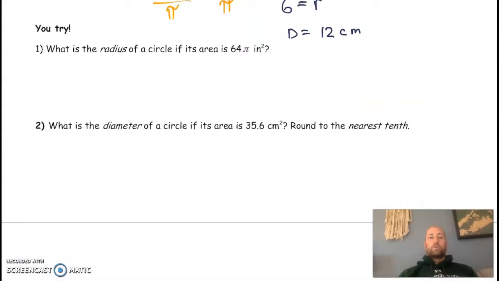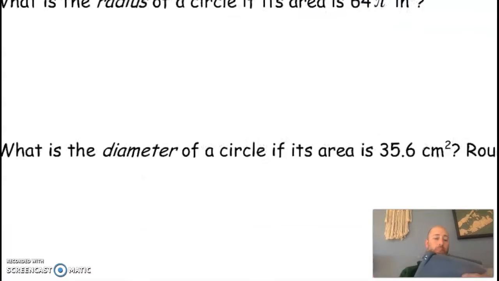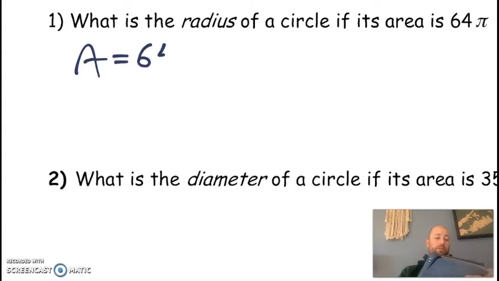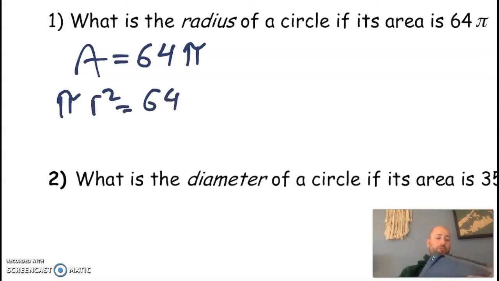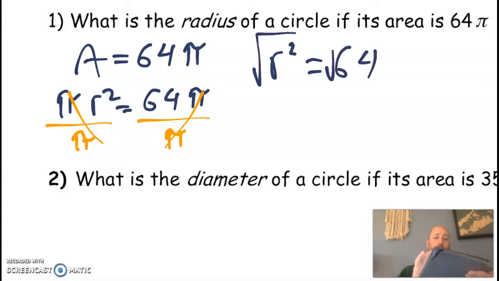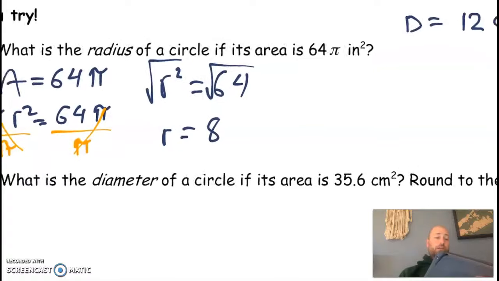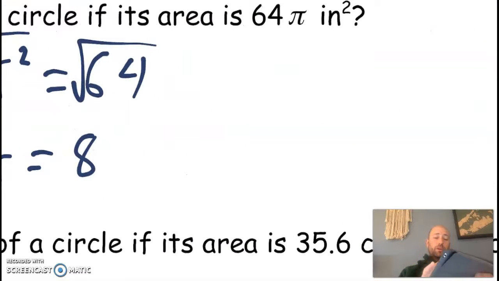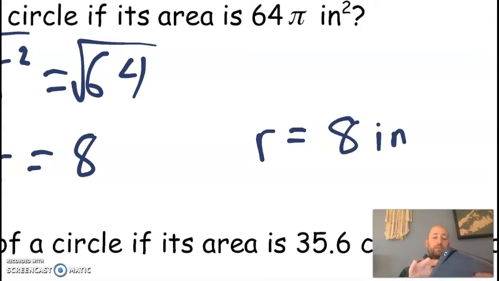Okay. All right, you're going to try number 1 and number 2 and check with me afterwards. So try number 1 right now. Area equals 64 pi. So pi r squared is equal to 64 pi. Divide both sides by pi. So the radius squared is equal to 64. Take the square root of both. The square root of 64 is 8. Okay. It says what is the radius? So the radius is equal to 8 inches.